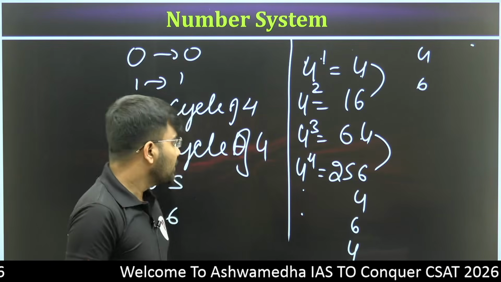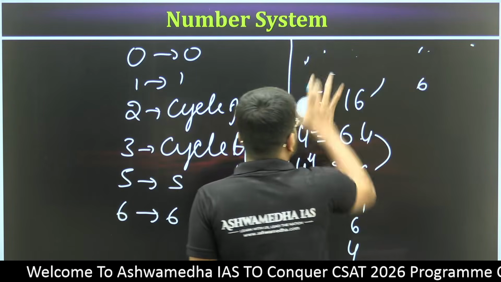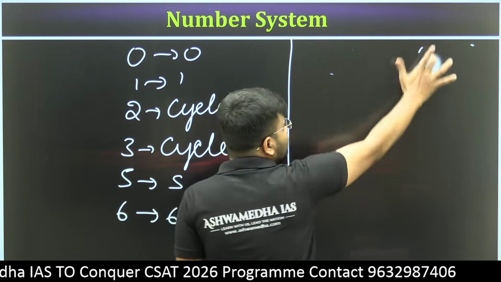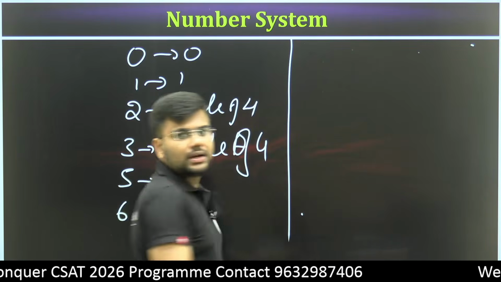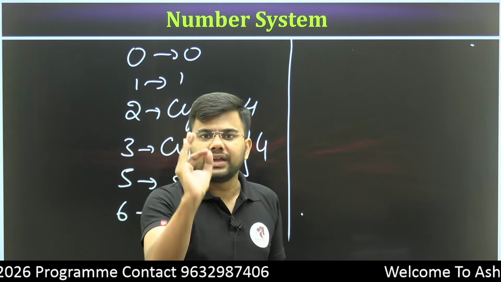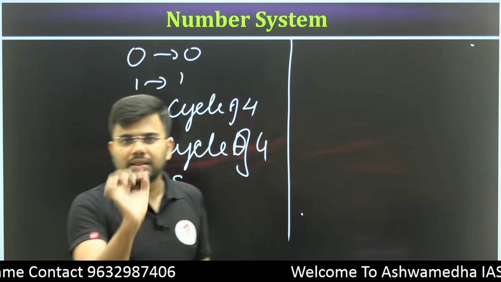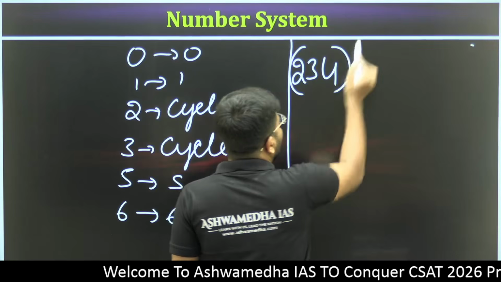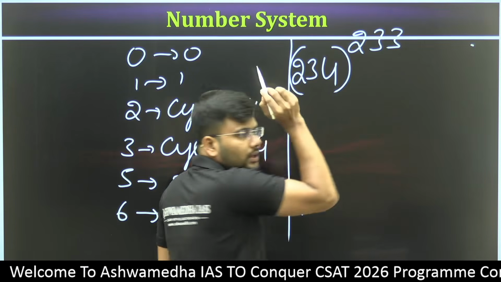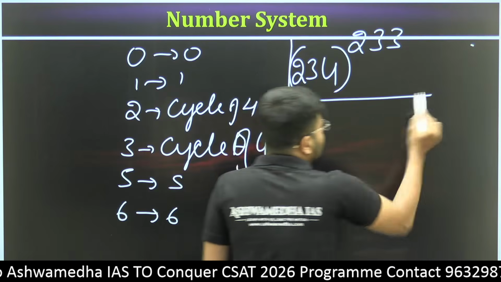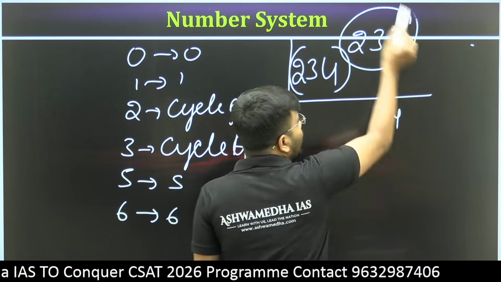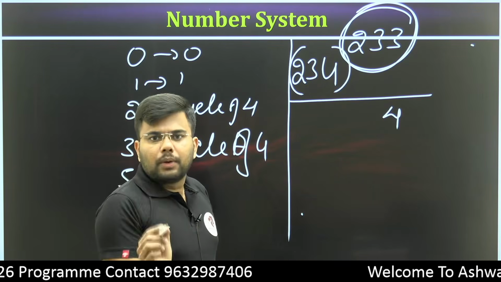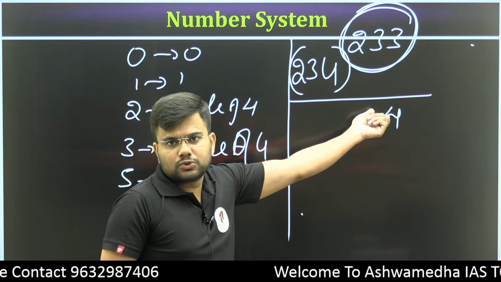That means if the digit in the units place is 4, and if it is for odd number of times, then the unit digit would be 4. That means 234 whole to the power of 233, what would be the unit digit number? The unit digit number would be 4. Why? Because it's an odd number. Irrespective of the number, if the power is odd, then the digit in the unit place would be 4.